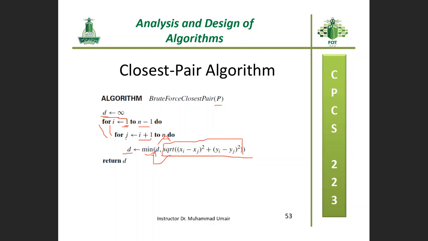That will be the shortest distance between any of 2 points. Is it clear? So this algorithm will only give you the shortest distance between 2 points. And if you want to save the points also, then you have to save this value of i and j. Is it clear?